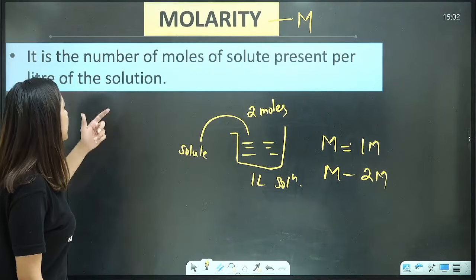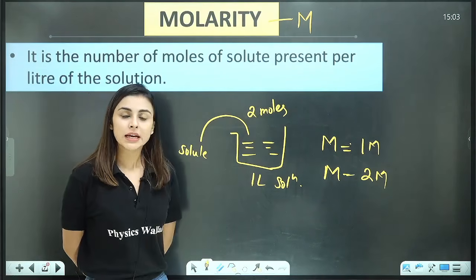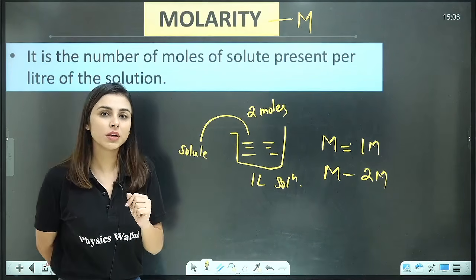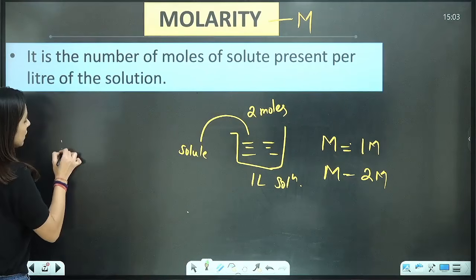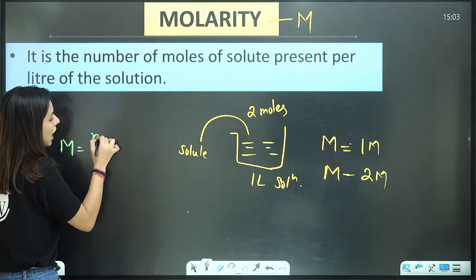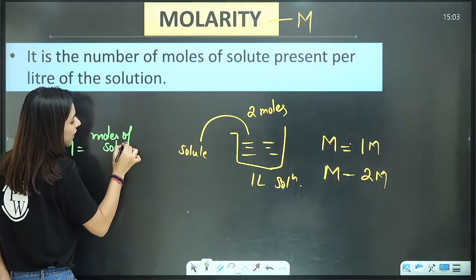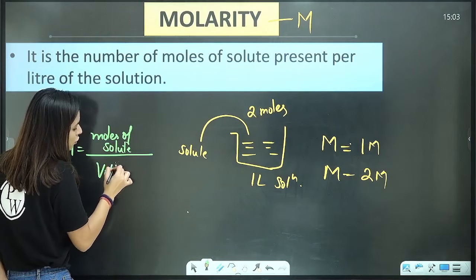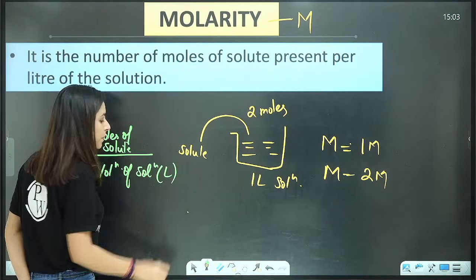Yes, ma'am. Now you can read it. It is the number of moles of solute present per liter of the solution. Right? Now, if you have to write a formula for it, what would be the formula? Let us understand that. Molarity would be equal to moles of solute divided by volume of solution in liters, right? Yes, ma'am.